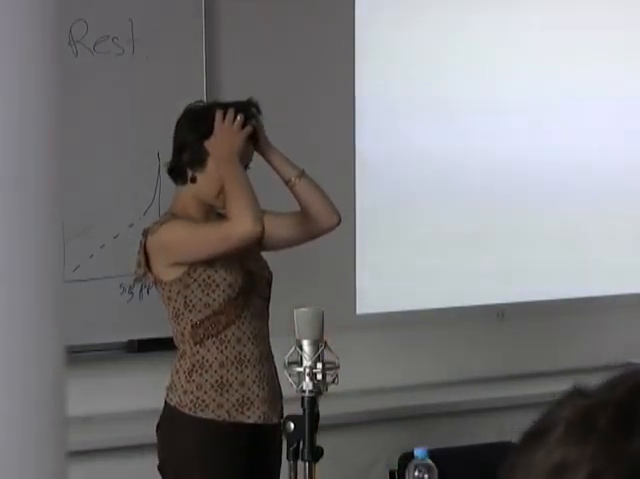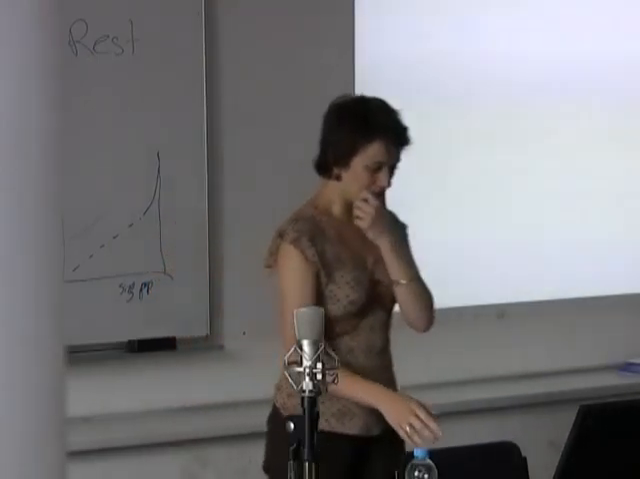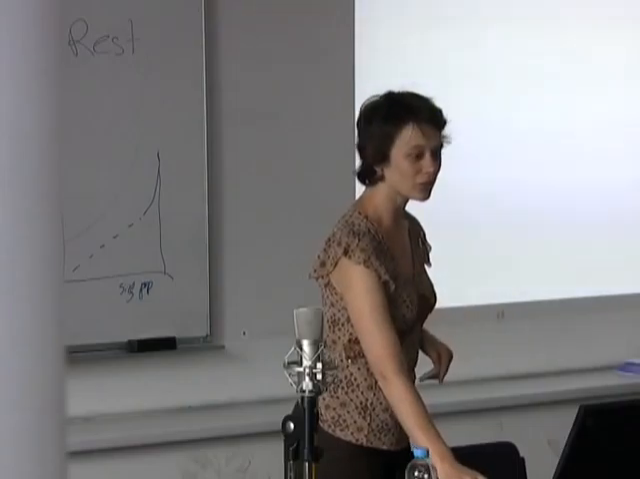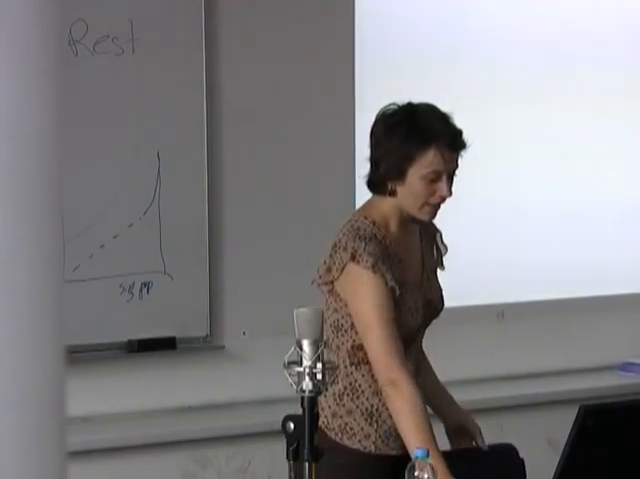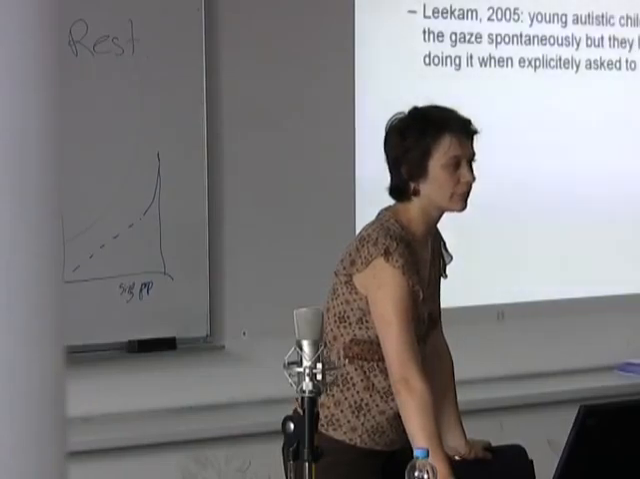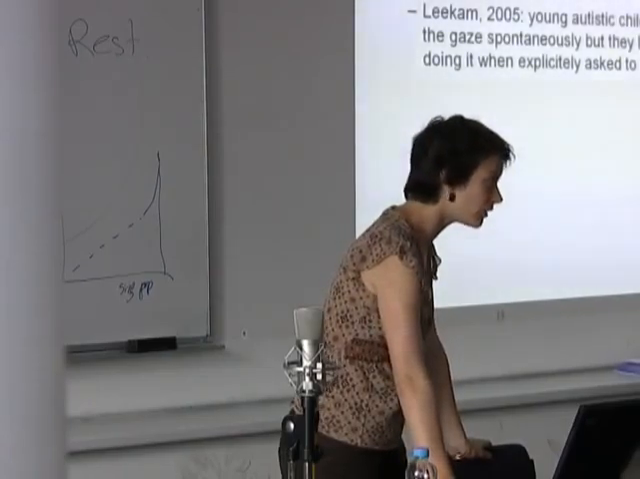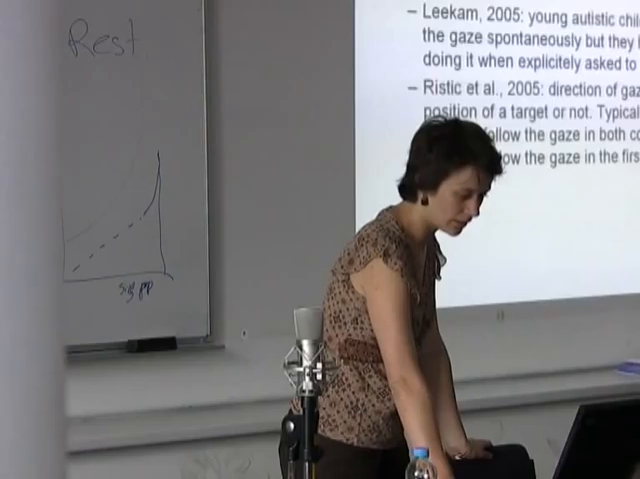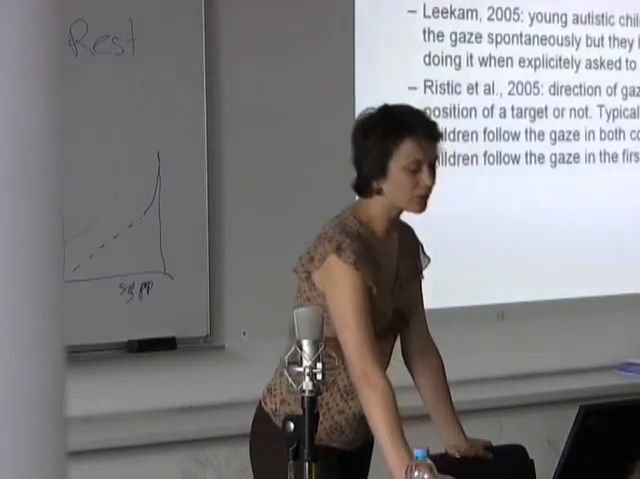So what I'm going to try to do in this part is to show that it's really not a matter of what they're able to do and not able to do. It's a matter of what they want to pay attention to and what they spontaneously do. Geiger has talked about this, so I can go quickly. For instance, young autistic children do not follow the gaze spontaneously, but if you ask them to, they're perfectly able to follow the gaze.